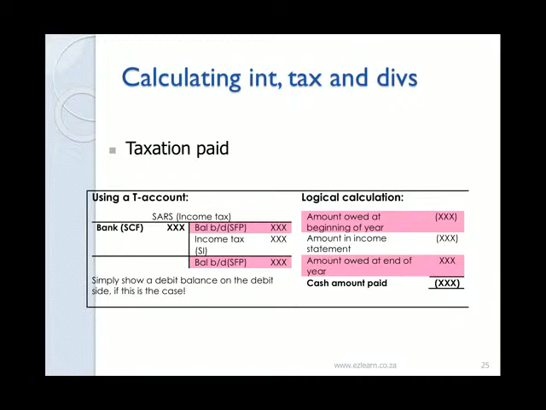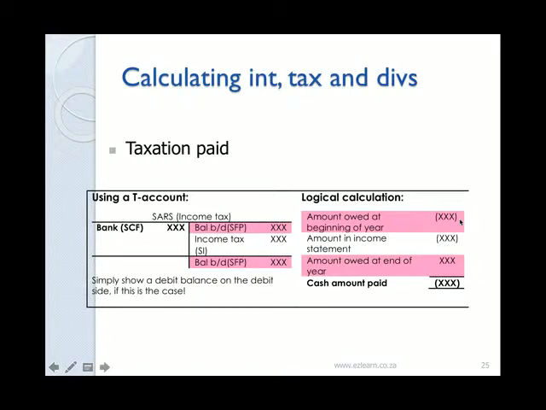For SARS income tax, remember that there are times when we overpay provisional tax, and as a result, SARS may have a debit balance at the beginning of the year. If this is the case, the T account is certainly an easier one to use. You simply show this beginning balance on the debit side or the end balance on the debit side, whatever the case may be. If, however, you're using a logical calculation, it is a little bit more difficult to think about.